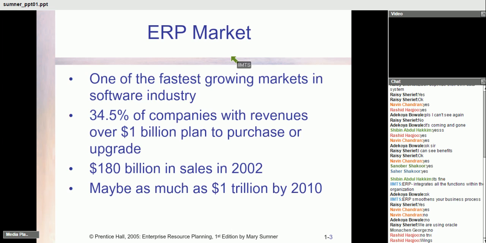These are some of the factuals. ERP is one of the fastest growing markets in the software industry. Number two, 34.5% of companies with revenues over $1 billion plan to purchase or upgrade. $180 billion in sales in 2002, maybe as much as $1 trillion by 2010.